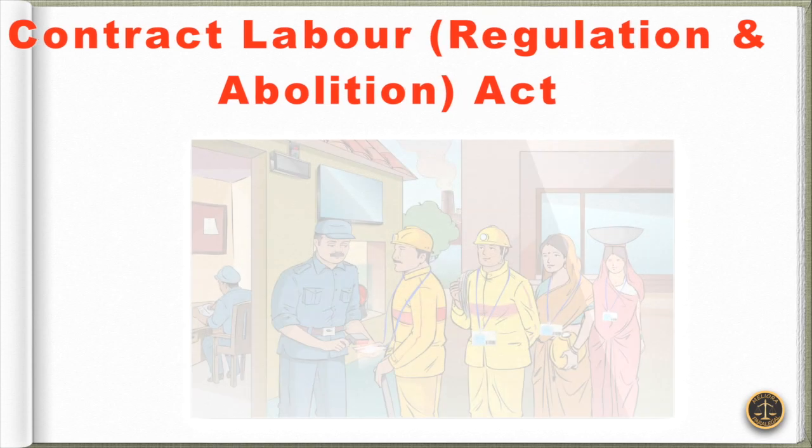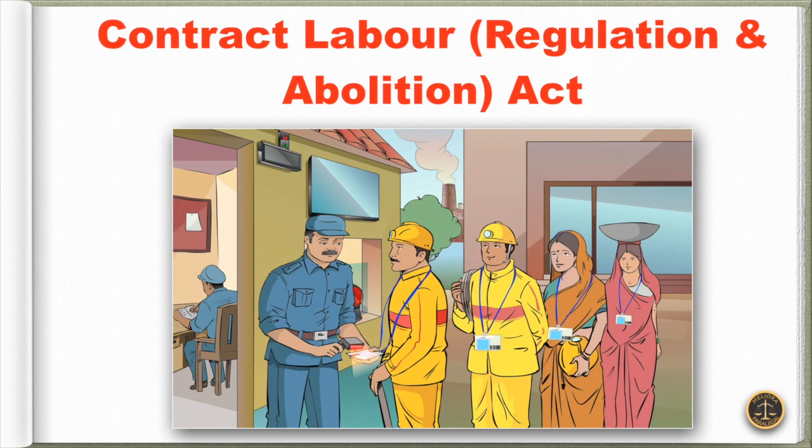Hello friends, in this video I am going to discuss the Contract Labor Regulation and Abolition Act 1970. In order to regulate the employment of contract labor in certain establishments and to provide for its abolition in certain circumstances and for matters connected therewith, the Contract Labor Regulation and Abolition Act was enacted in 1970.